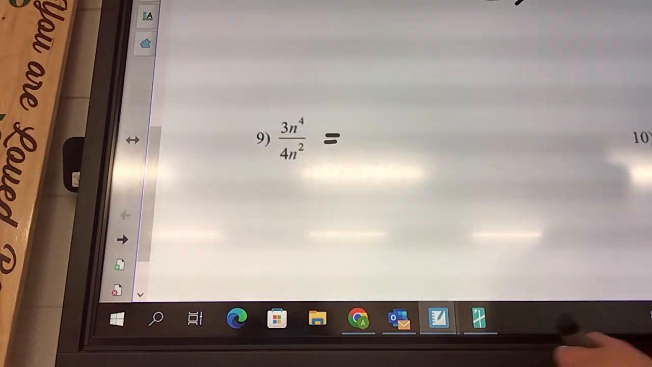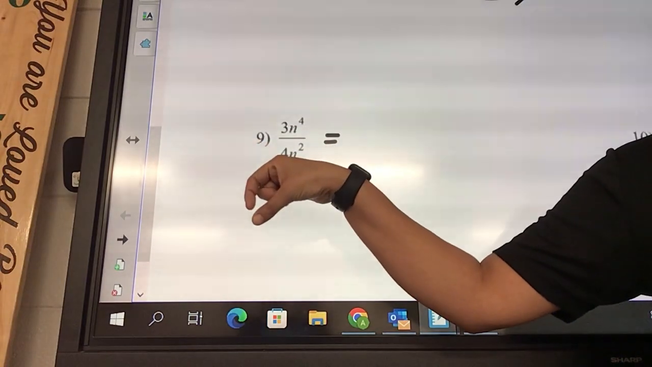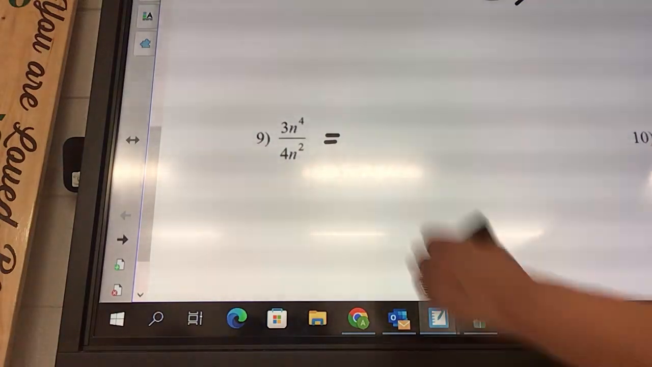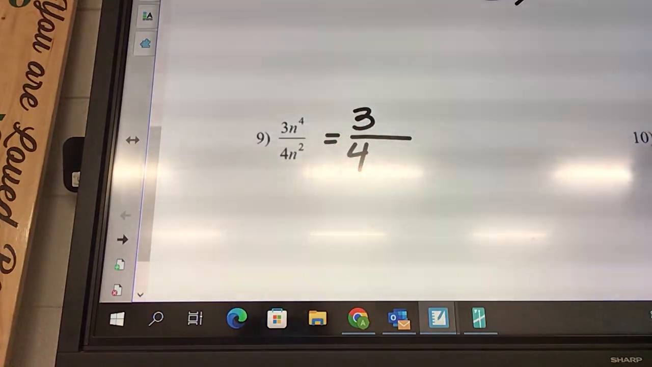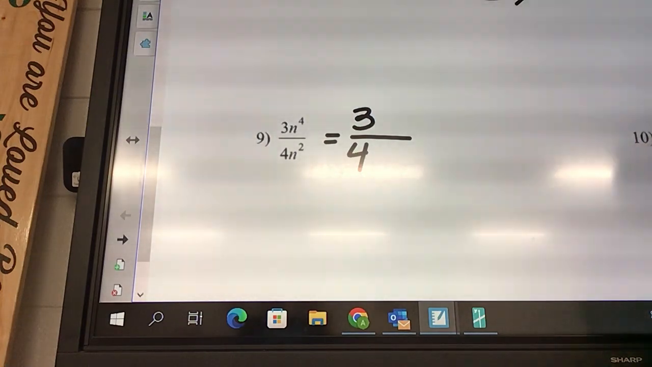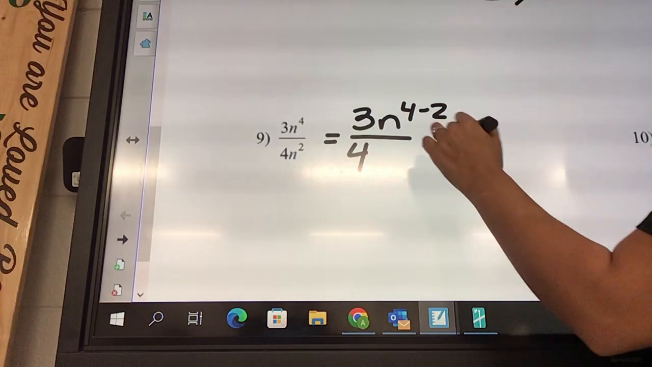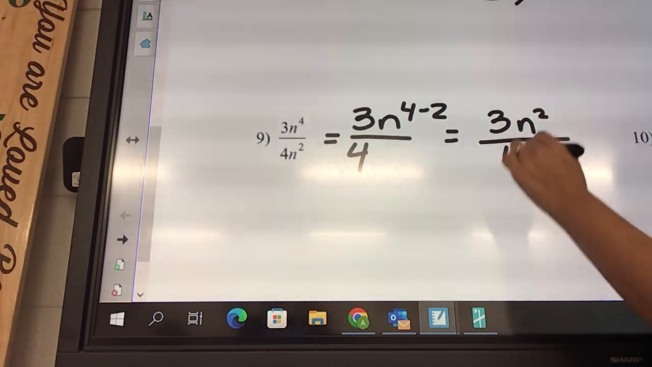So if we look at 9, see how the 3 is bigger than the 4 on the bottom? Chances are it probably does not simplify. Now, that's not always true, but most of the time. So we're going to put the 3/4 back because it does not simplify. And then you're going to get n to the 4 minus 2. Well, what is 4 minus 2? 2.